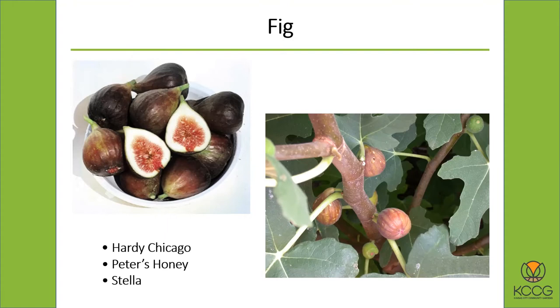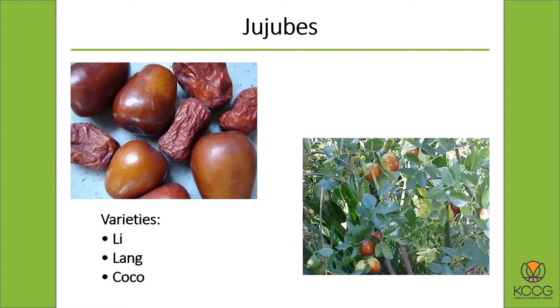And then we have jujubes, known as the Chinese date. So jujubes are one that we've been growing for a little while here, have grown them out at Powell Gardens for a while too. This is a tree that puts on fruits that are about the size of a golf ball and a little bit smaller. They're a very crisp fruit, but then kind of a dry texture afterwards. However, they dehydrate really nicely.